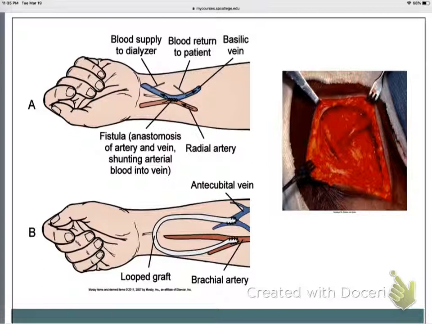Get a weight, right? Again, we have to get a weight. Good. Vital signs, usually blood pressure, temperature. We're going to assess for what? What are we assessing our patients for? Heart and lung sounds, right?